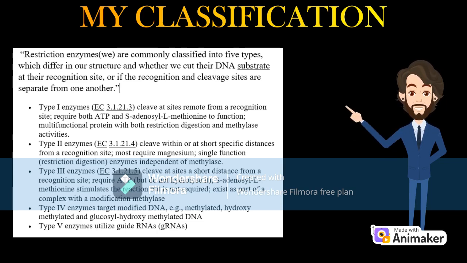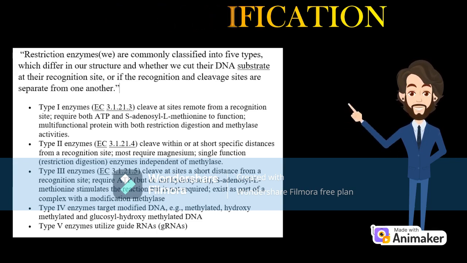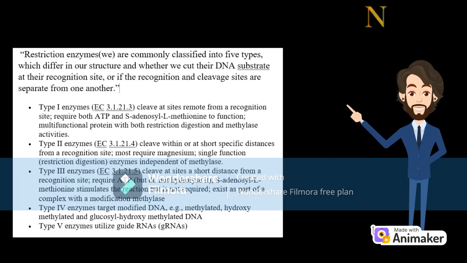Type 2 enzymes cleave within or at a short specific distance from recognition sites, require magnesium, and are single-function enzymes independent of the methylase. Type 4 enzymes target modified DNA, that is methylated, hydroxymethylated and glucosyl-hydroxymethylated DNA. While cutting, they modify the DNA by adding methyl or hydroxyl groups to reduce further reactions. Type 5 enzymes utilize guide RNAs, one type of RNA that is utilized by the type 5 enzyme.